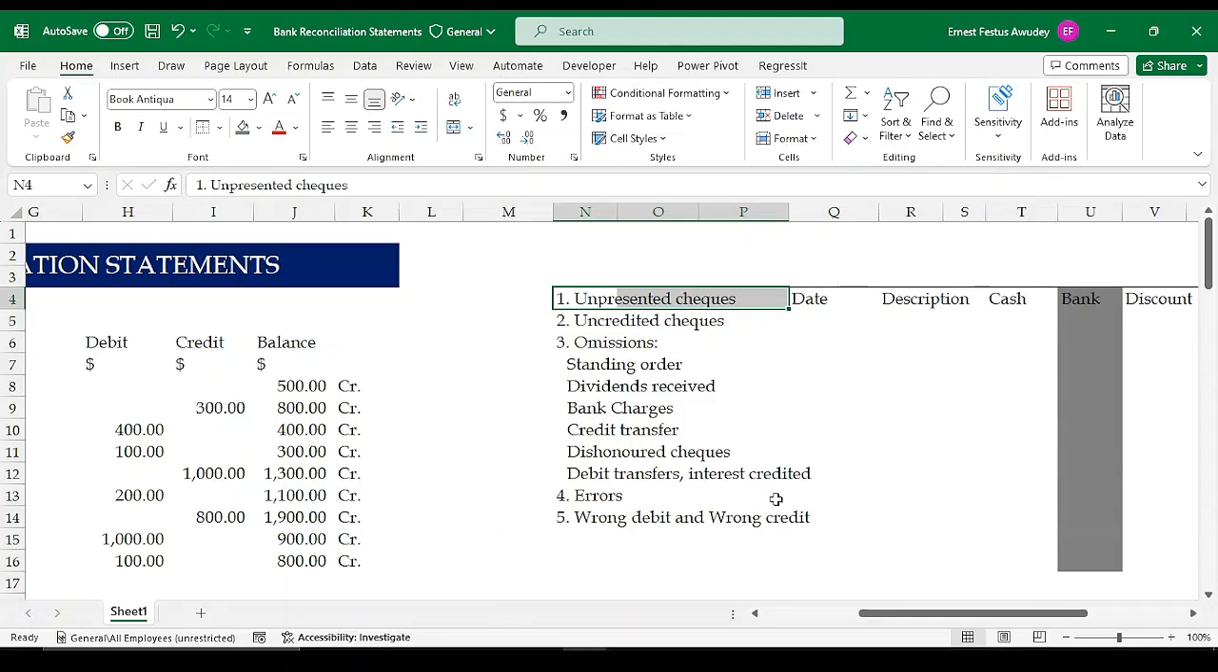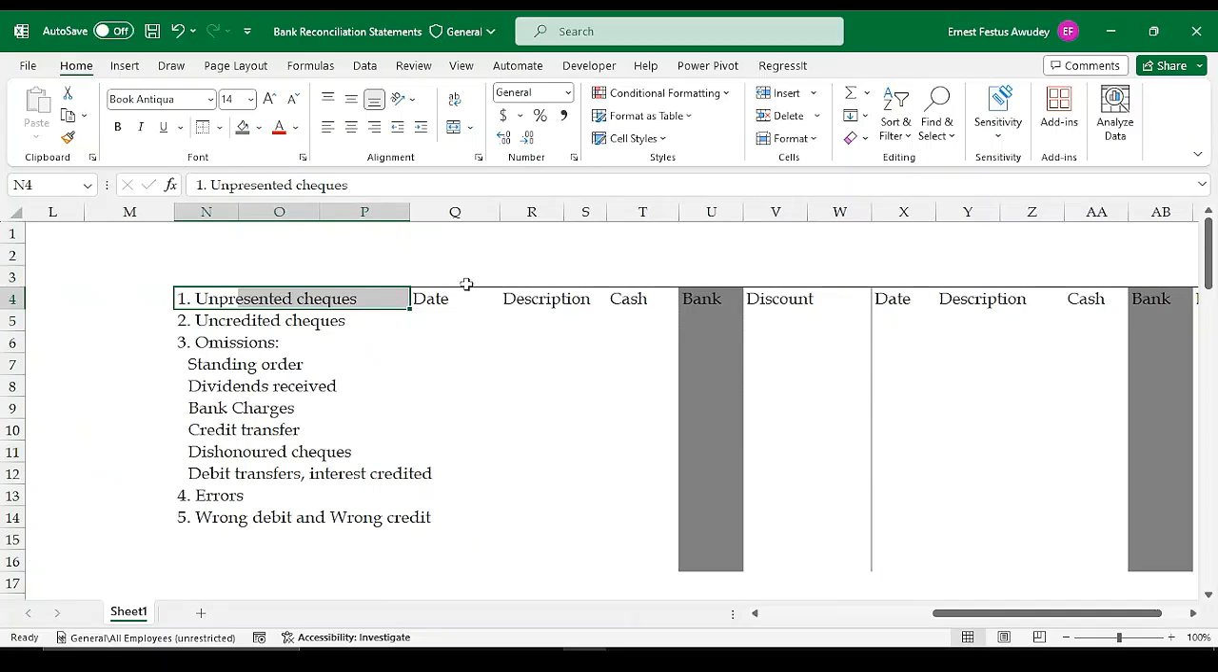This is what I want you to get very clearly in the explanations, because the reconciliation is all centered on the reasons for the differences. I want you to get it once and for all, so that when we get into the calculation and the practice, you will be able to follow along. So this is what unpresented checks mean.